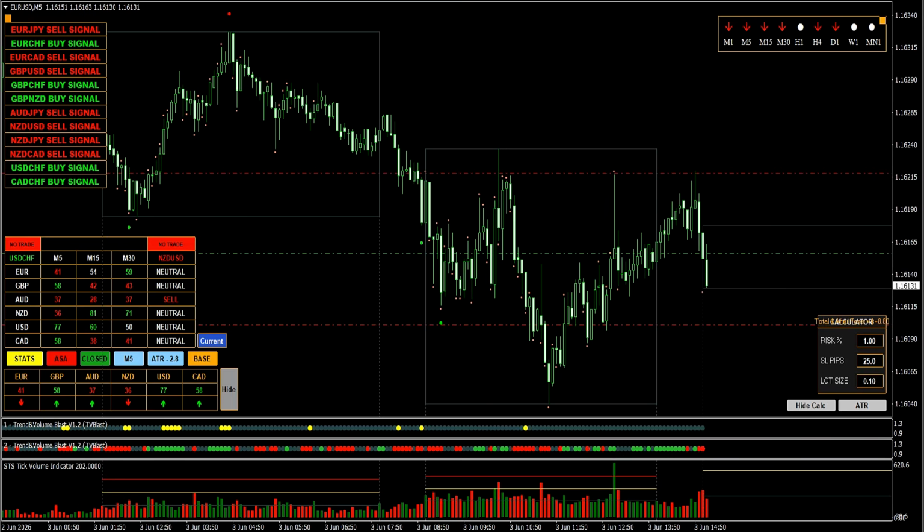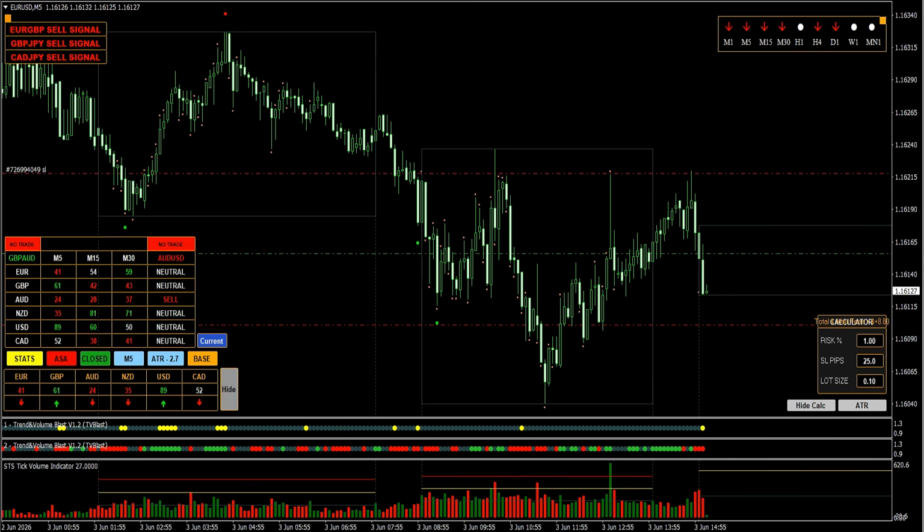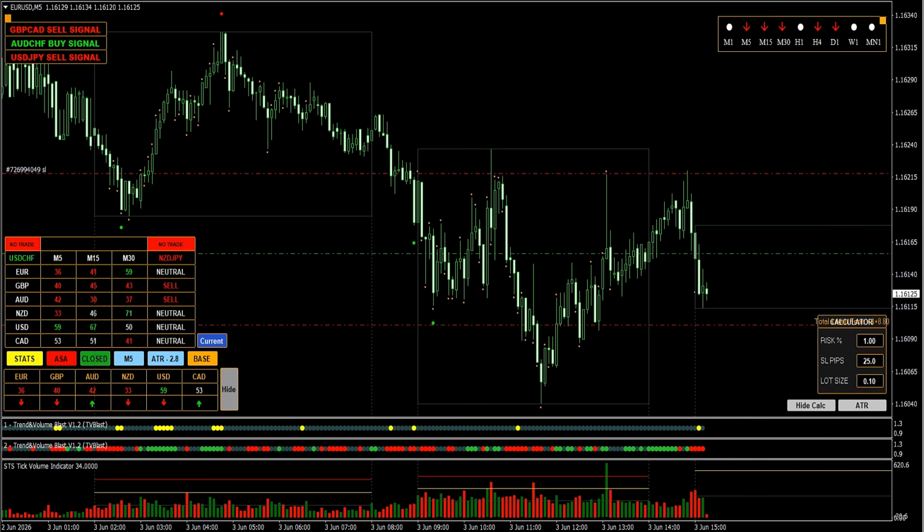Price was sitting right below the resistance zone marked by that red dashed line, and the bearish structure from the earlier part of the session was still very much intact. Stop loss placed 25 pips above entry, lot size at 0.1 based on the 1% risk rule. Setup confirmed, position opened. Now watch this carefully, because this is where discipline either builds your account or destroys it.